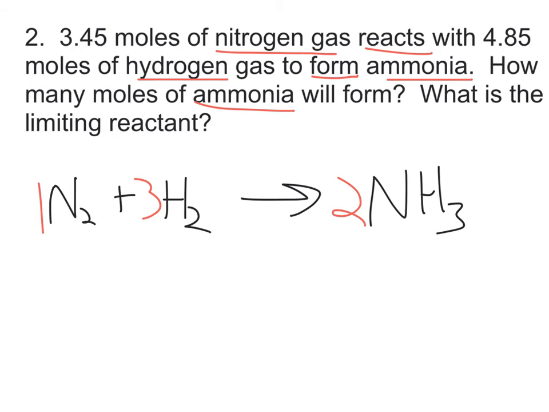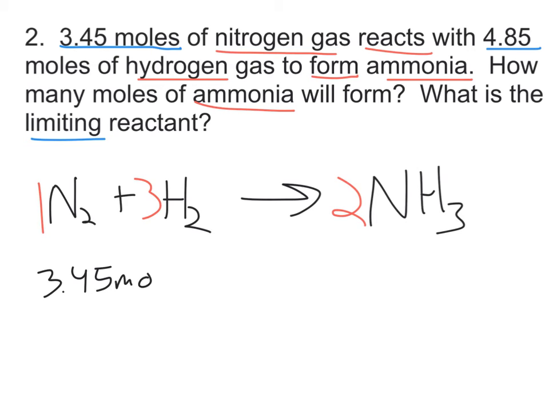A limiting reactant problem is always going to give you 2 numbers, at least. So they give us almost 3.5 moles of nitrogen, and almost 5 moles of hydrogen. Your job is to figure out which one produces less ammonia. The one that produces less ammonia will be limiting and will determine how much you form. You can only form as much ammonia as your limiting reactant provides. So we're going to do 2 conversions to figure out our ammonia. Our first conversion is the 3.5 moles of nitrogen. So I'm going to write that right here.